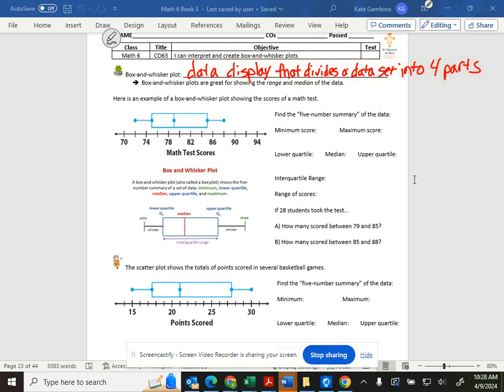We're going to have a lower extreme, lower quartile, a median, upper quartile, and upper extreme. So a box and whisker plot shows the range and the median of the data.